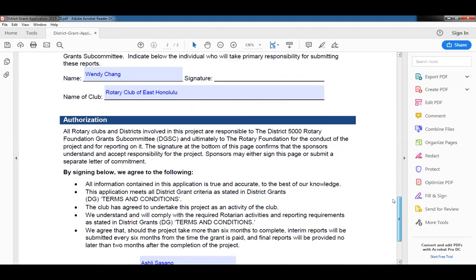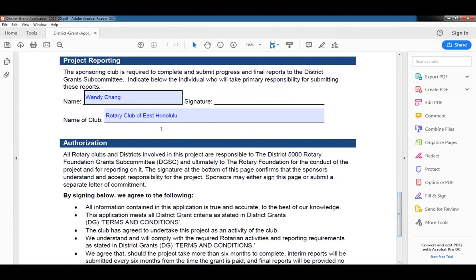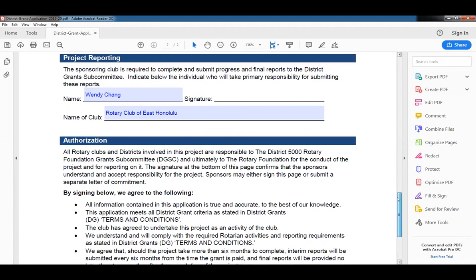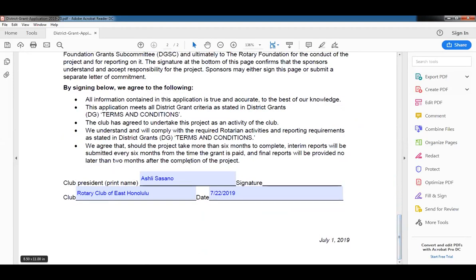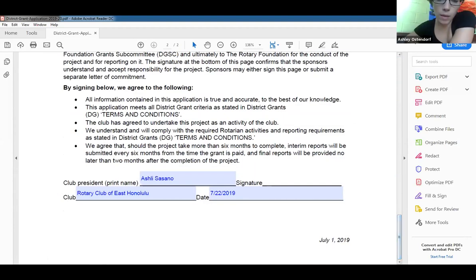And then the person who's in charge of the project has to sign it and take responsibility for it. And then the club president also has to sign it and take responsibility for it. So the club has to match a portion of the fund. So 20% of what you get is no match, and 30% of that 50% is matched.